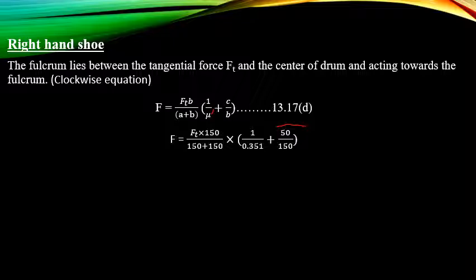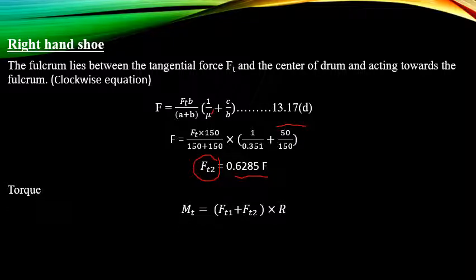Now substituting all the values of A, B, C and mu dash, we get the value of capital Ft for the right hand block as 0.6285 into F.